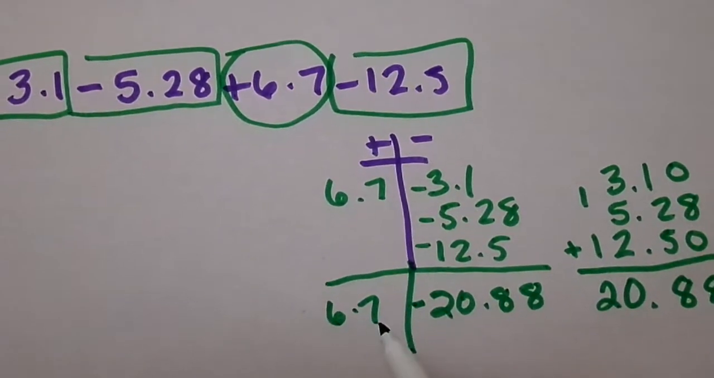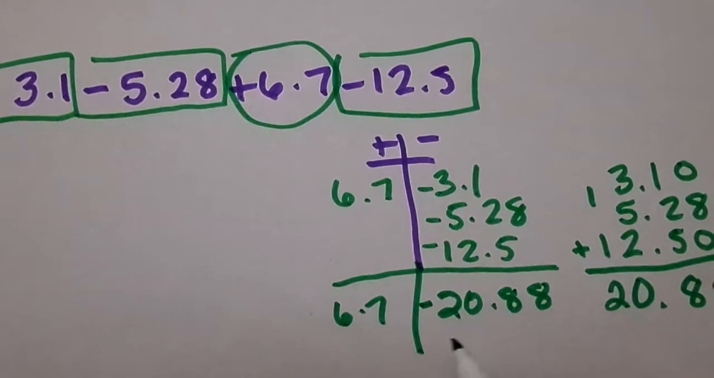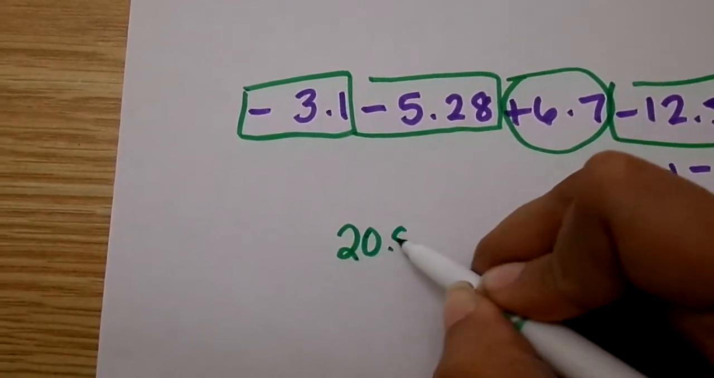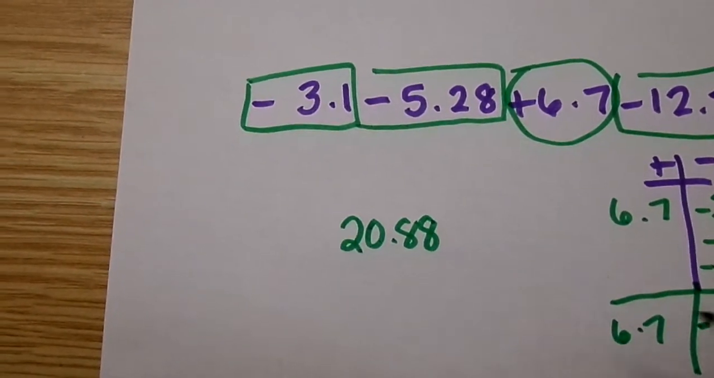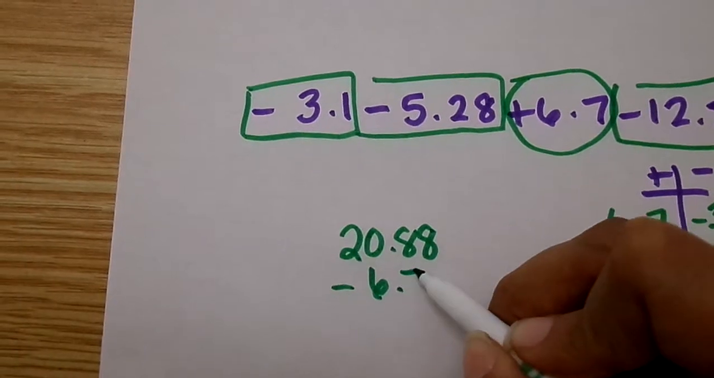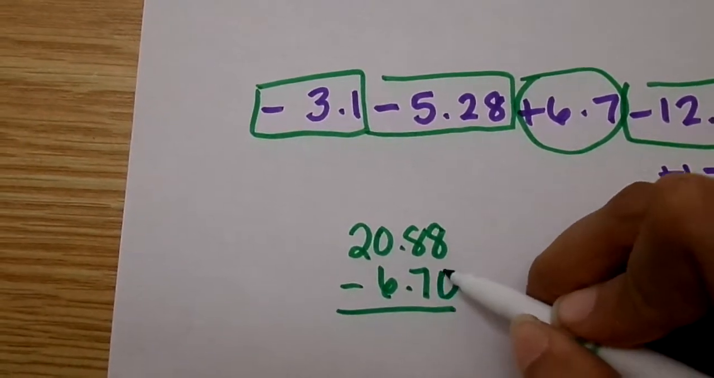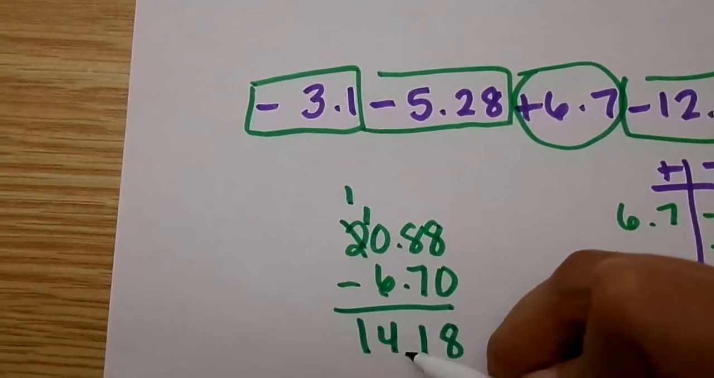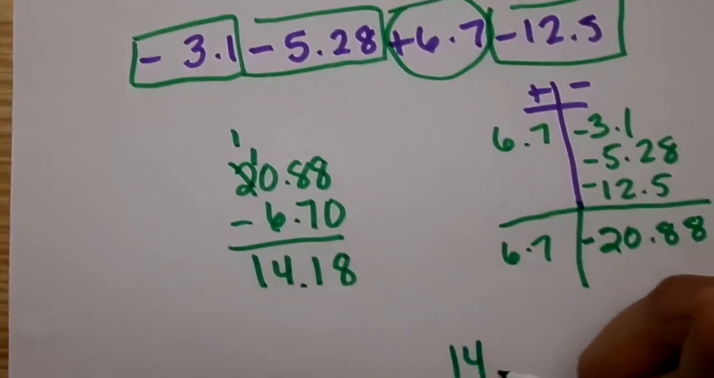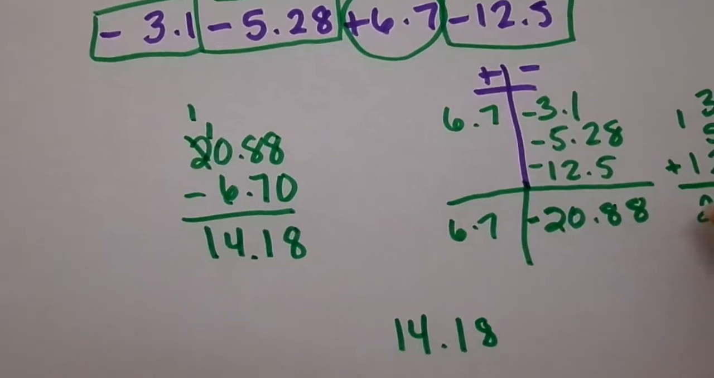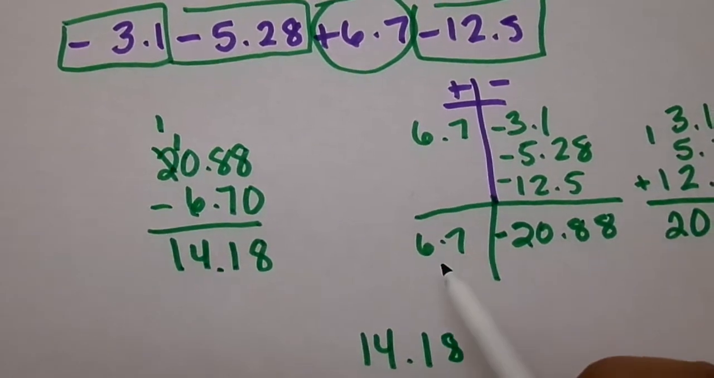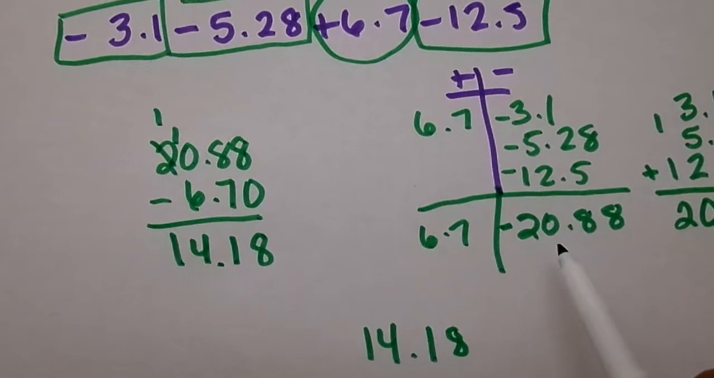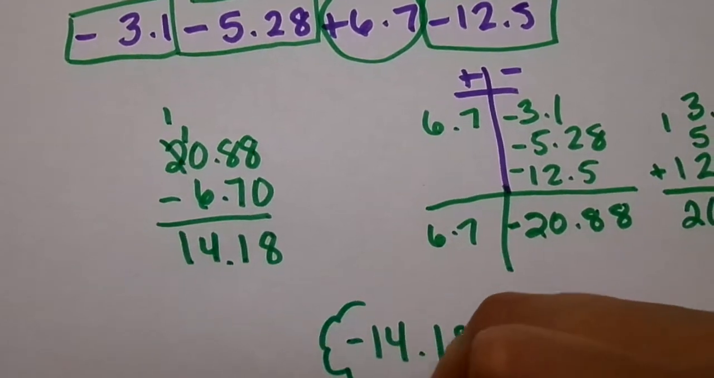Now I have 2 numbers I'm combining with different signs, so I'm actually going to take these 2 numbers and subtract them with the larger number on top. 20 88/100, subtract 6 7/10, borrow, and I'm left with 14 18/100. Now I just have to see if there are more positives or negatives. I have 6.7 positives, 20.88 negatives. I have more negatives, so my answer will be a negative.